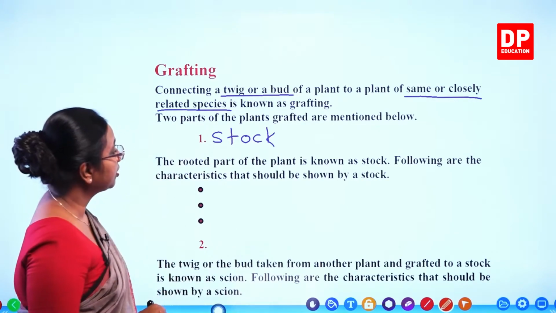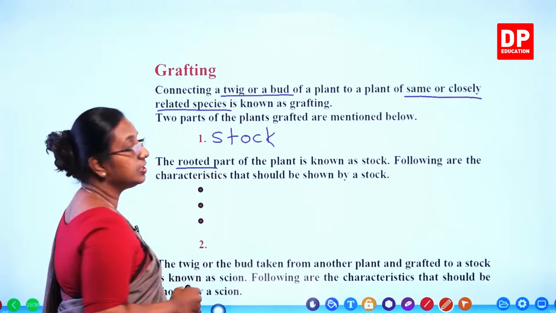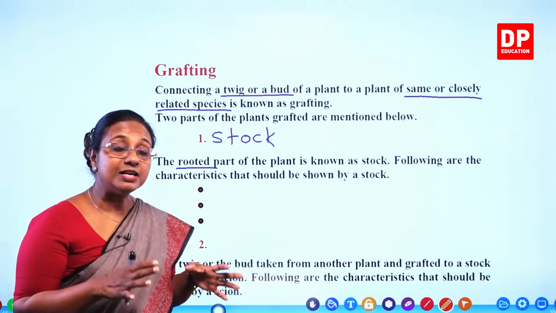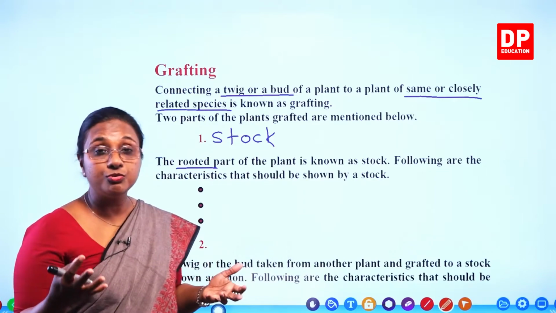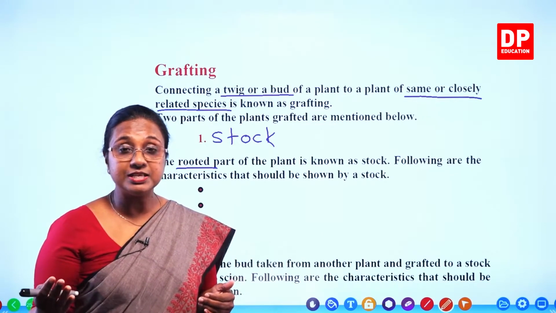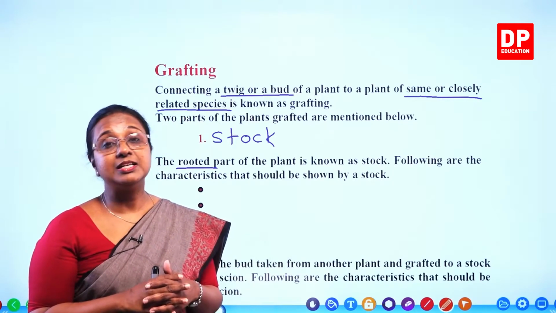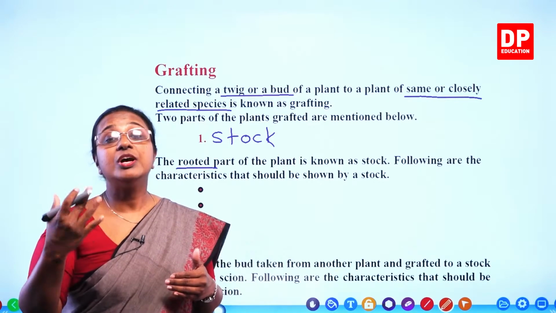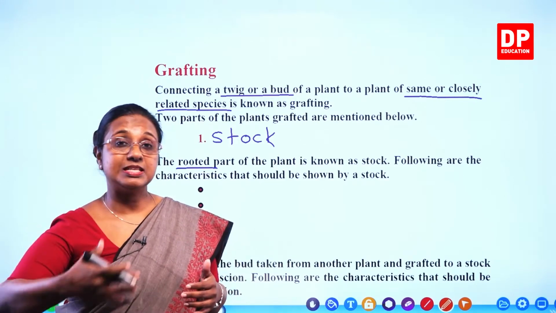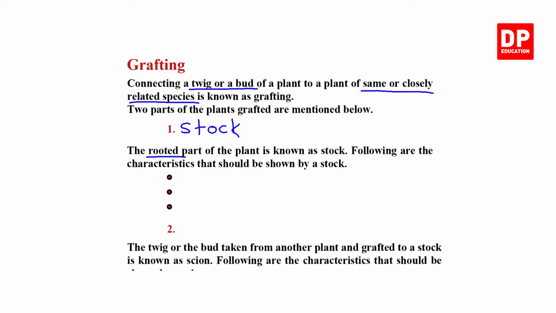The rooted part of the plant is known as stalk. So the stalk is rooted to the soil. That will contain the root system. So there it has to have a very good, healthy root system. It should be able to withstand drastic changes in environmental conditions, and also it should be resistant to pests and diseases. So there we choose a plant as a stock that should have all these characteristics.